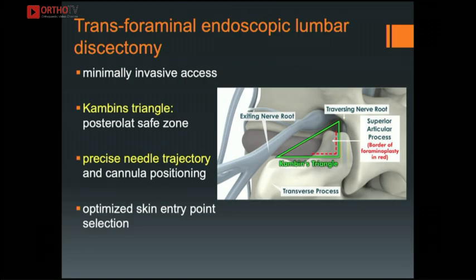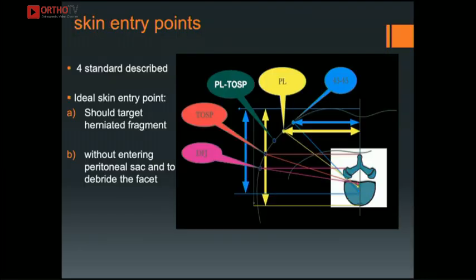Picture is gone. Okay. But the crux of the surgery is to have a precise needle trajectory. Thus, the optimization of the skin entry point plays the utmost role. So there are 4 entry points described in the literature, namely 45-45, posterolateral, tip of spinous process, and dorsum of facet joint. But the ideal skin entry point is the one which provides a trajectory to the herniated fragment without entering the peritoneal sac or needing to debride the facet, and without damaging the nerve root.